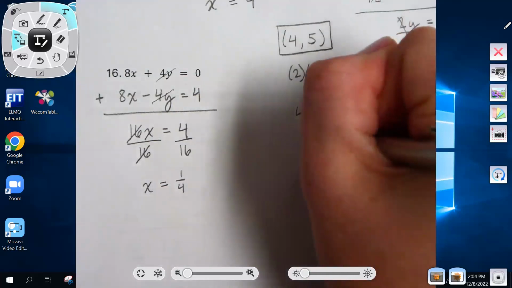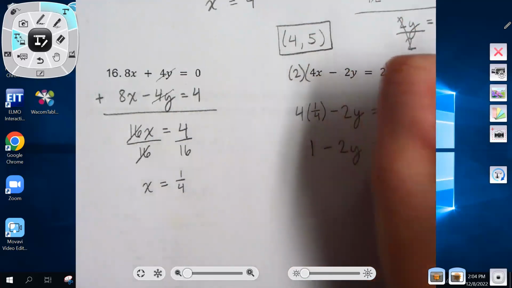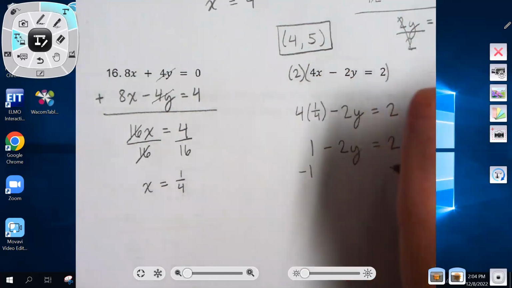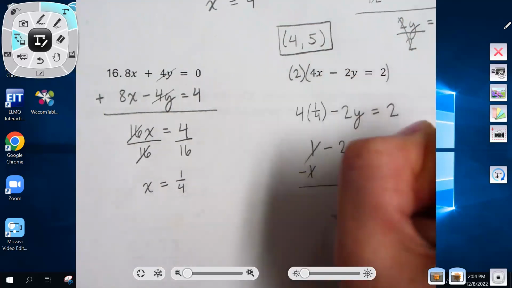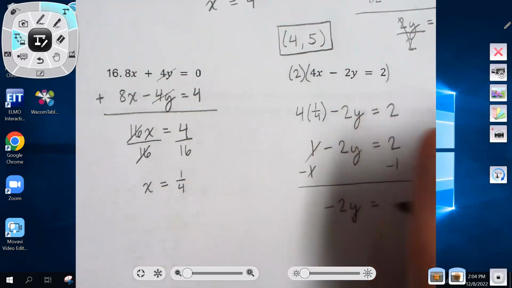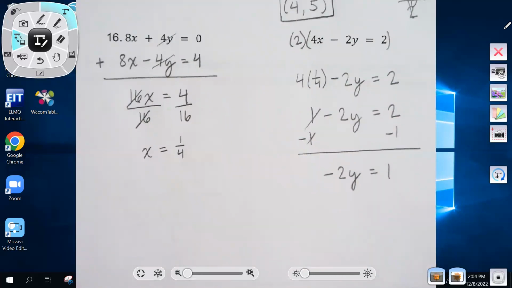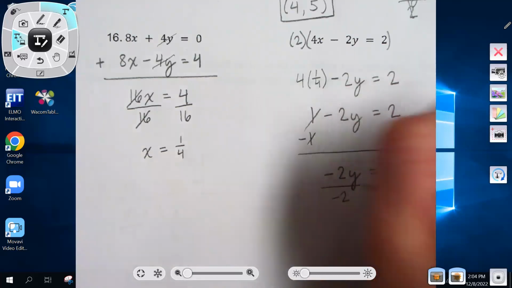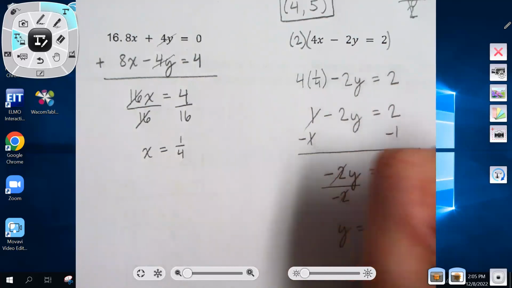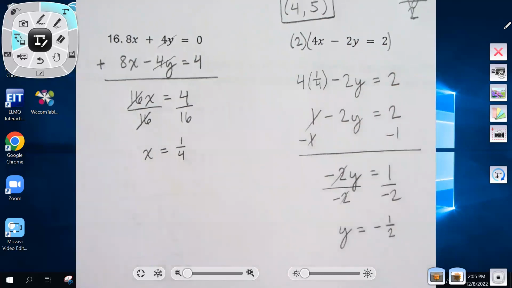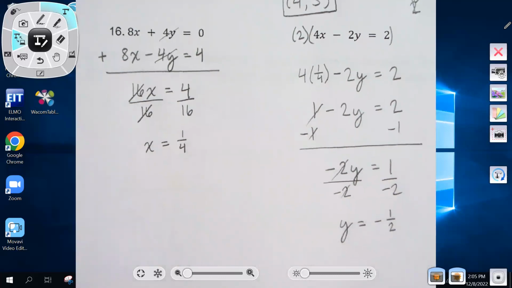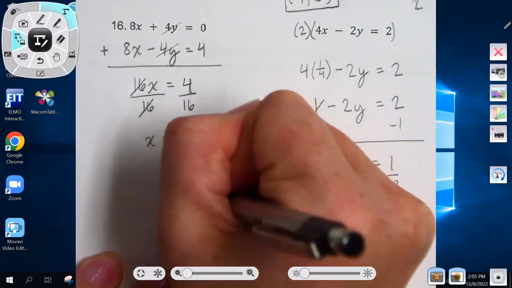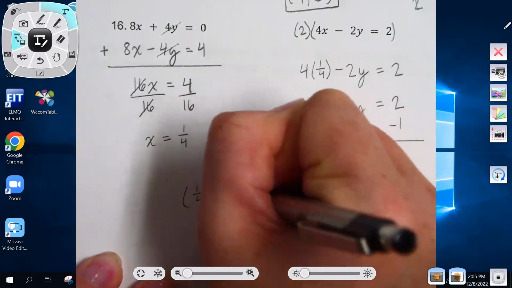Four times 1/4 is 1. Minus 2y equals 2. Subtract 1 from both sides. So we get -2y equals 1. Divide both sides by -2. That gets y by itself. So y equals -1/2 or -0.5. If you used a decimal, that's fine. Our solution as an ordered pair, 1/4, -1/2.